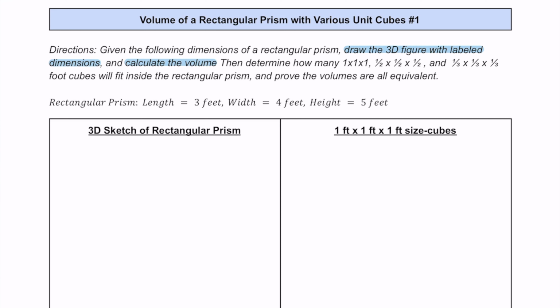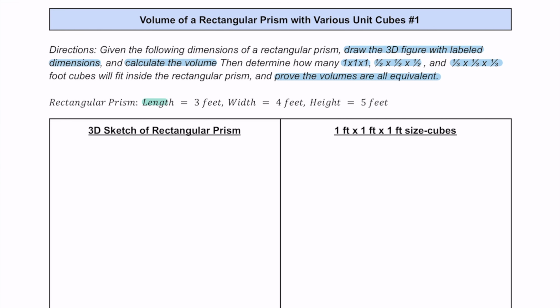Once we're done doing that, we're going to figure out how many 1 by 1 by 1 unit cubes are going to go inside this prism, as well as half by half by half, and third by third by third. So smaller and smaller cubes that are going to fit inside of this rectangular prism. And then finally at the end, we're going to prove that despite the different size cubes that we're going to fill up the rectangular prism with, the volumes of them are still going to all be the same when you put them all together.